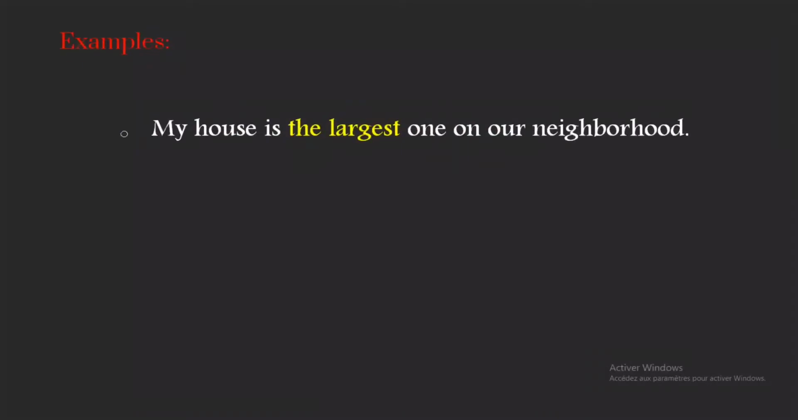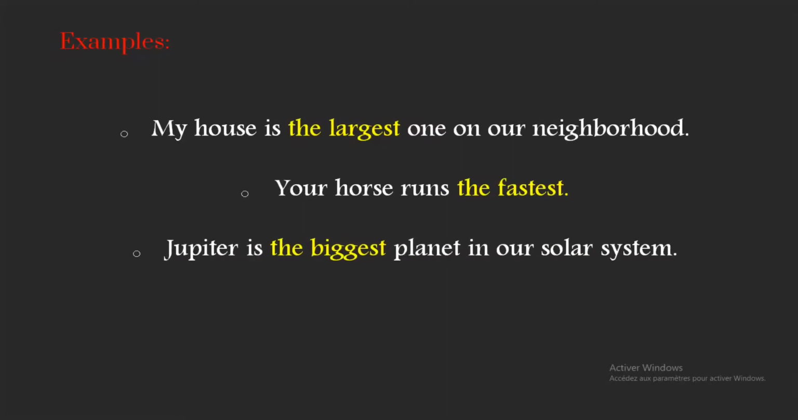Examples. My house is the largest one in our neighborhood. For the first sentence, there's two sides, my house and the other houses in the neighborhood. And we compare my house's size to the other houses. Same thing for the other examples. Your horse runs the fastest. Jupiter is the biggest planet in our solar system. In these sentences, we compare one thing in a group with all of the other things. So, of course, we'll use the superlative adjectives.